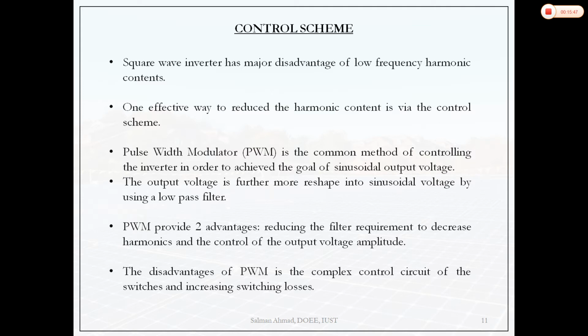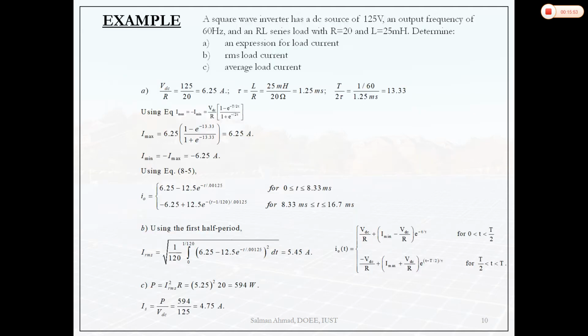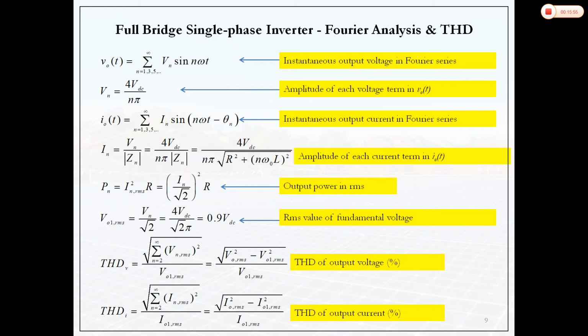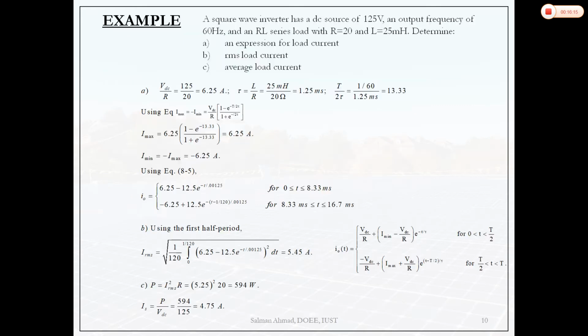Okay, but the square wave inverter has the major disadvantage of low frequency harmonic content. You can see from here that for each harmonic, for example the third harmonic, 4 VDC upon pi will be the peak magnitude of that harmonic. The fifth harmonic will be 4 VDC upon 5 pi. So it has a considerable amount of low order harmonics if we are operating a single phase H bridge inverter with square wave operation.